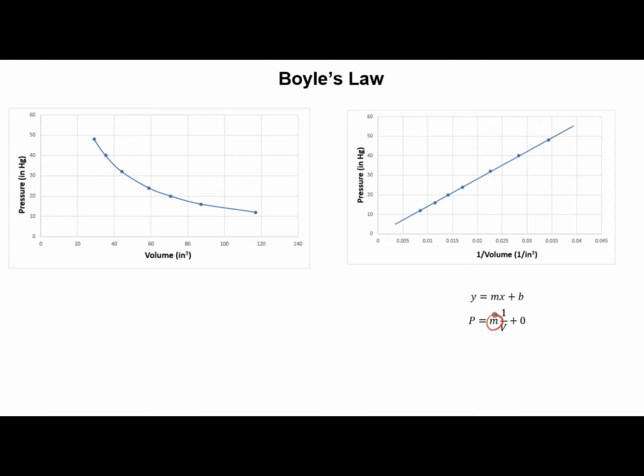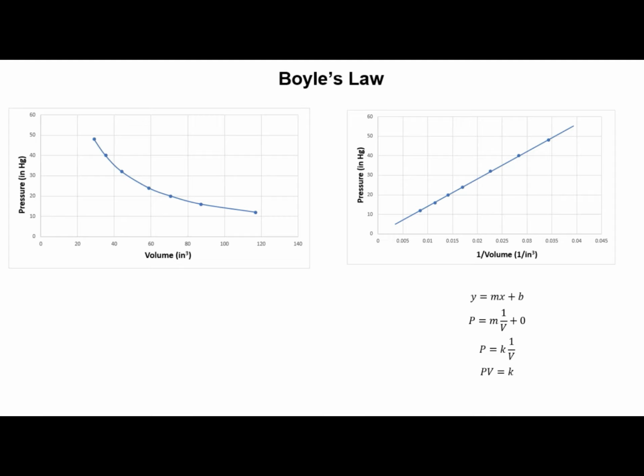Our slope is simply a constant. So let's simplify this expression. And instead of slope, I have put k here to stand for just a generic constant. Let's rearrange this so that we have pressure and volume on the same side of the equation. In essence, we have solved for k, our constant.